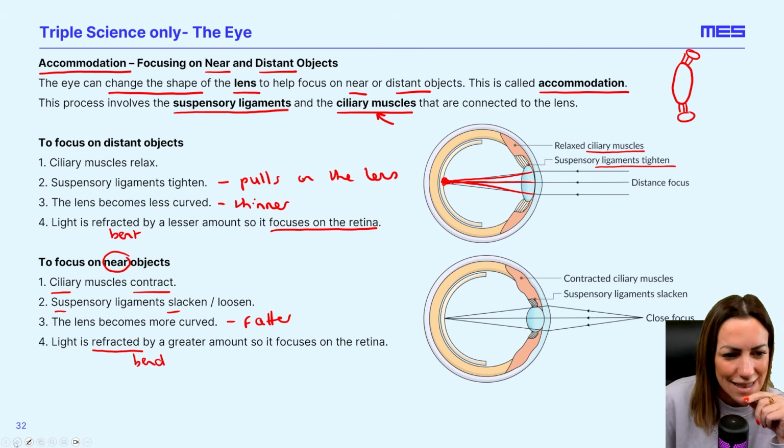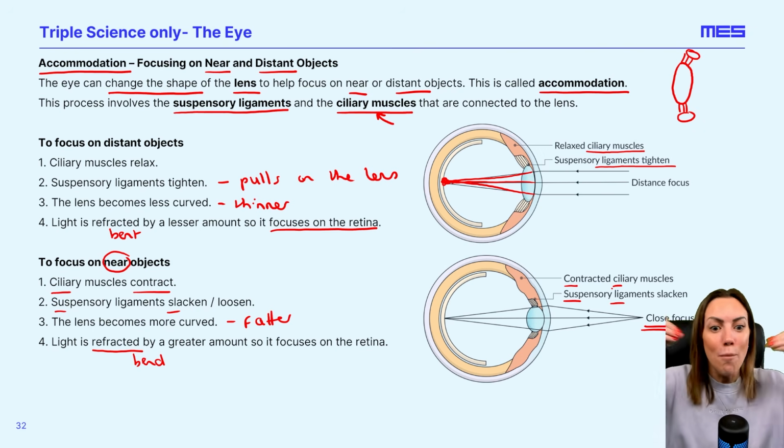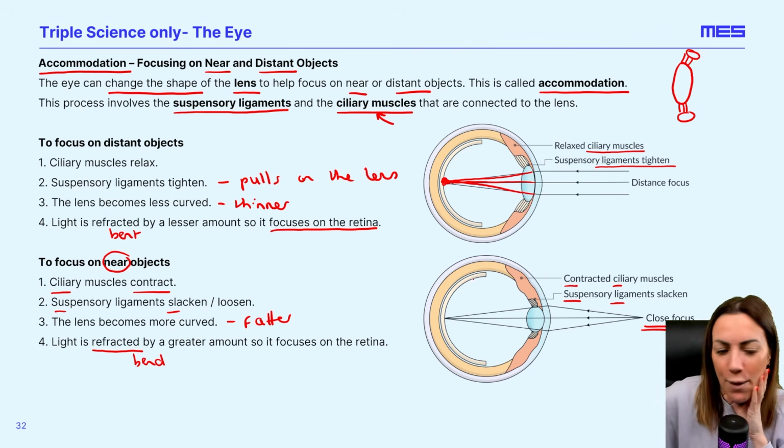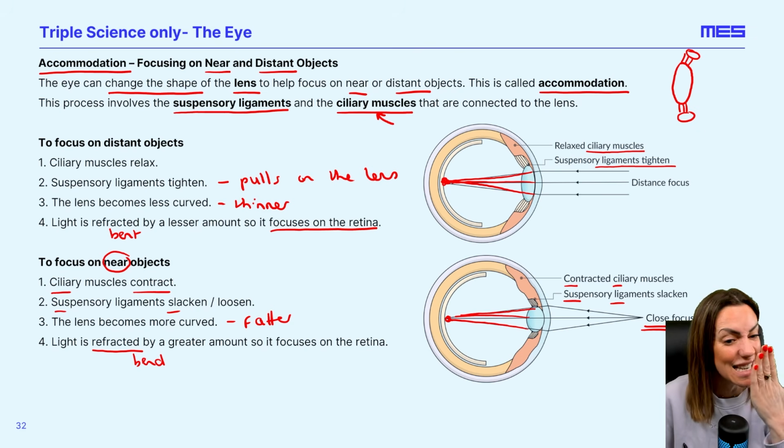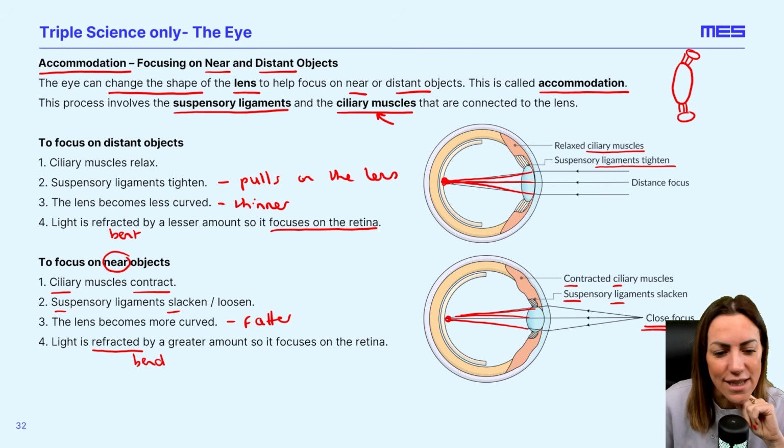So let's have a look at this one. So this is close focus. The ciliary muscles contract, suspensory ligaments slacken or loosen, so the lens is not pulled as much. So the lens stays rounder, or you can say more curved or fatter. And with a fatter lens, it is bending the light more, which again helps it to focus onto the retina where we want it to focus at that focal point so we can see clearly when the image is close up.